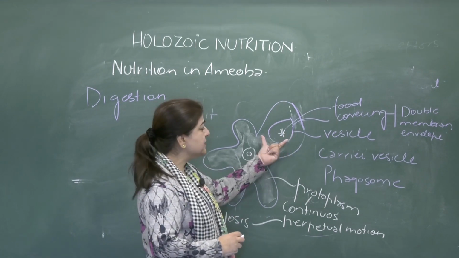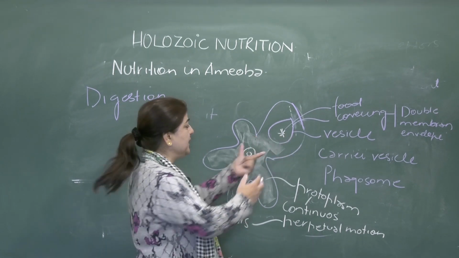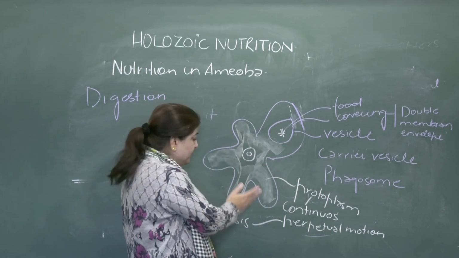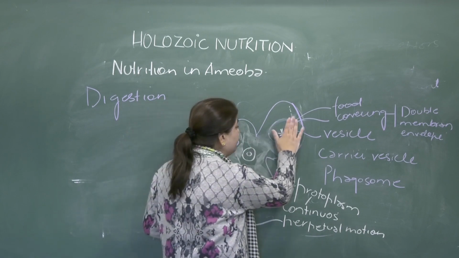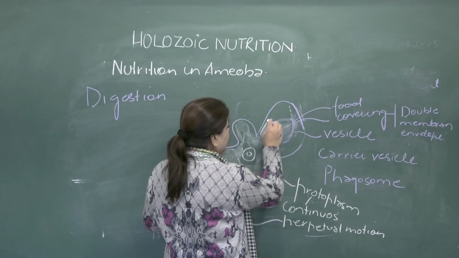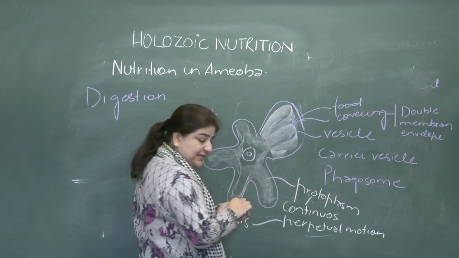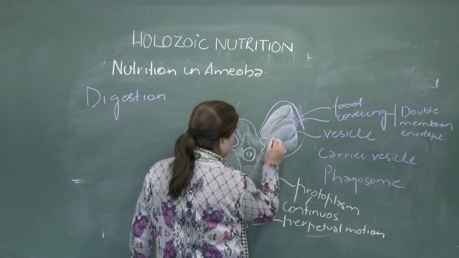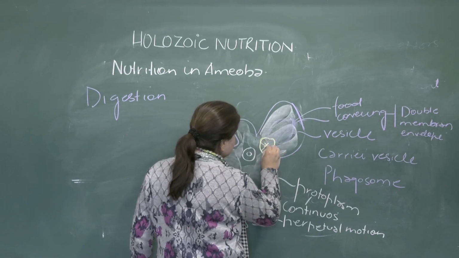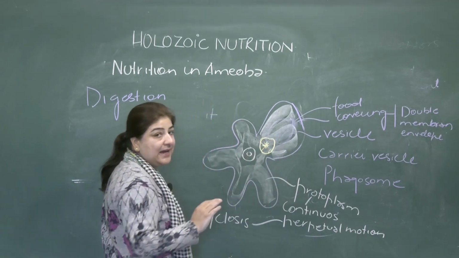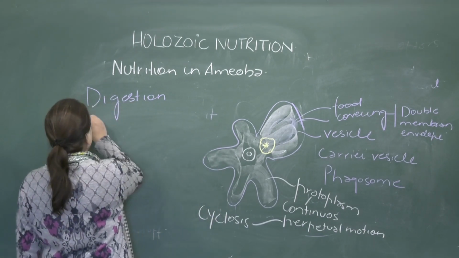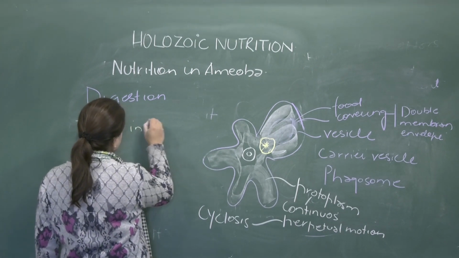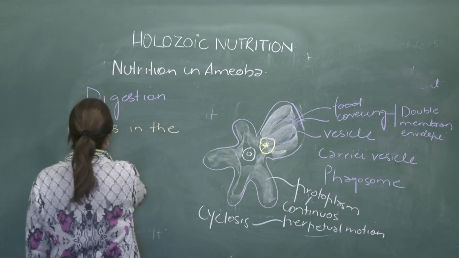So once this gets pinched off and it moves towards the protoplasm, with the help of the streaming movement, with the help of the cyclosis, this carrier vesicle is taken in. This carrier vesicle is taken inside the cytoplasm. So firstly what happens? It takes in the carrier vesicle.